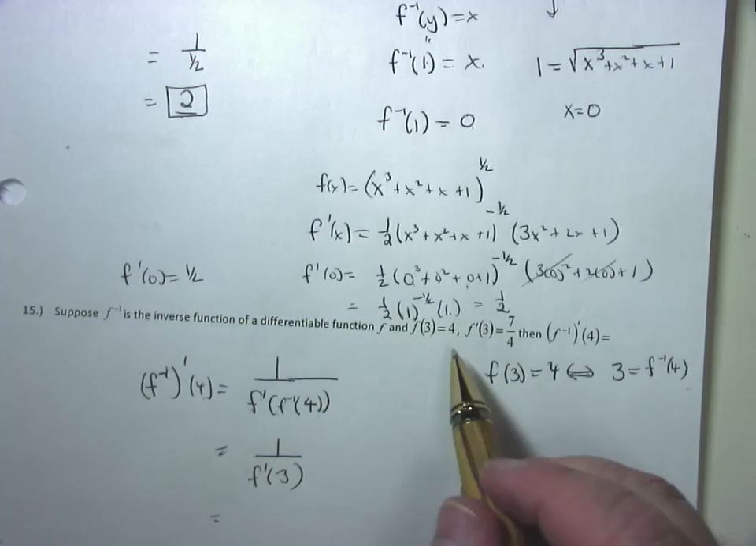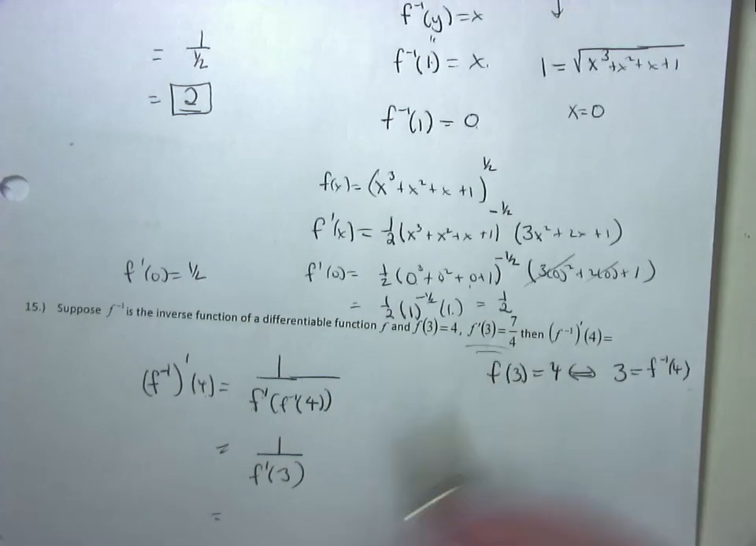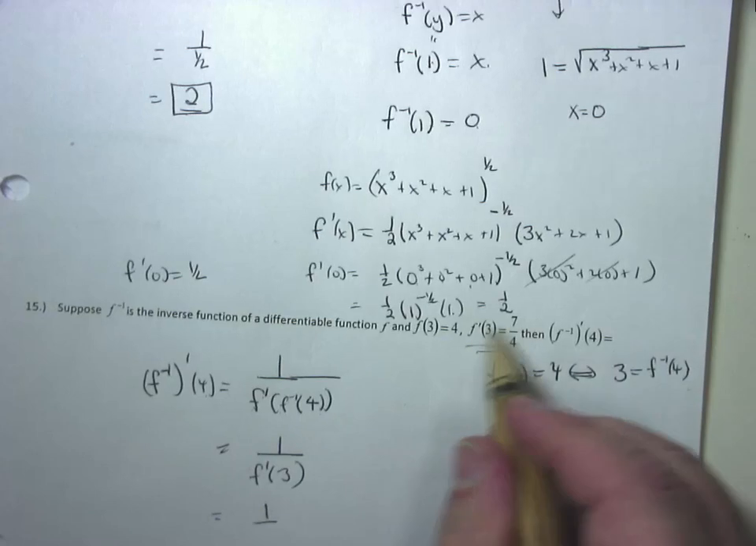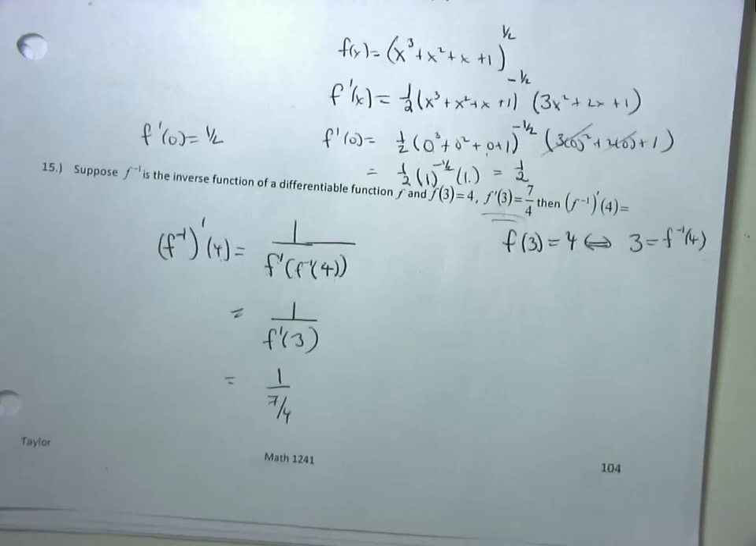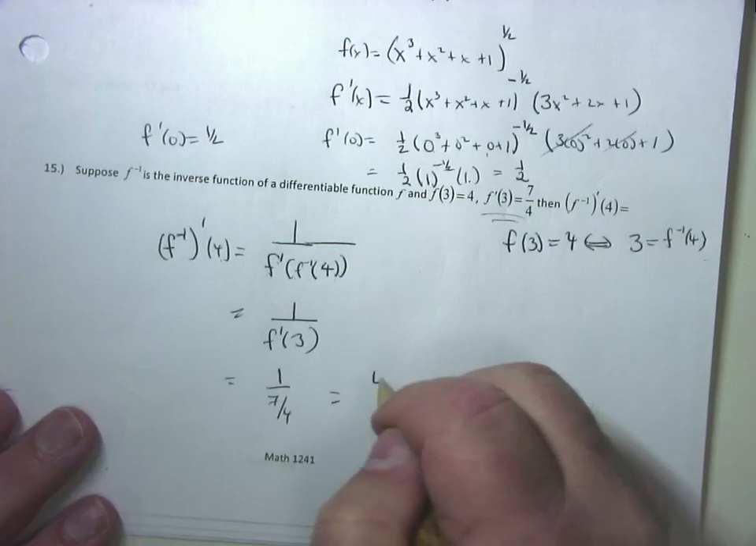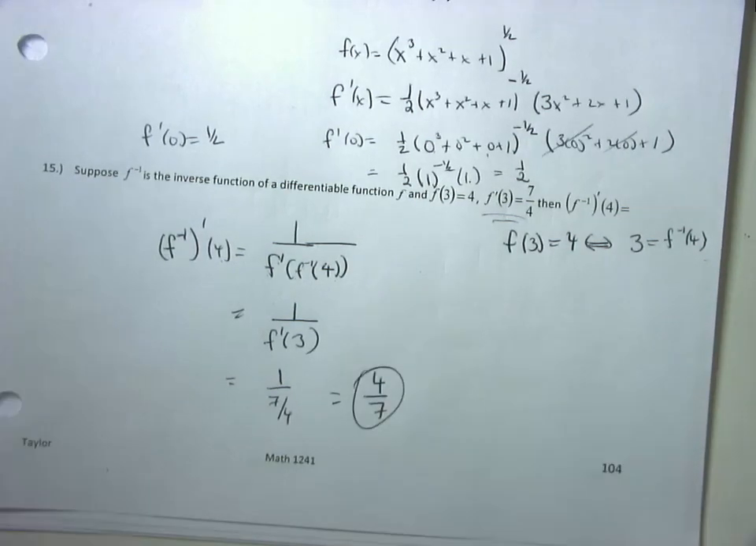And what is f prime of 3? Well, they gave that to me. So this is 1 over f prime of 3, which is 7/4. And what do you do when you divide by a fraction? Invert and multiply. What's the answer? 4/7. It's 1 over this dude there.